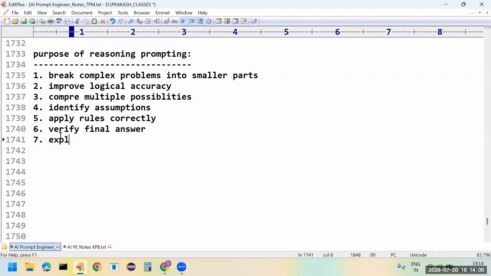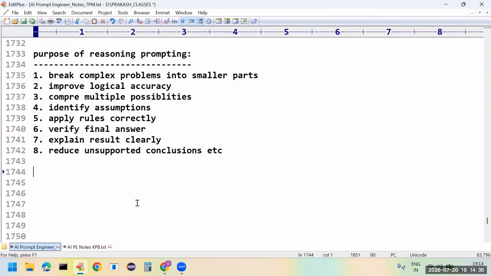And it will explain the result clearly. Then it will reduce unsupported conclusions for all these things, etc. So we can use reasoning prompts. So to find solutions in this style, we will go for what? Reasoning prompts.